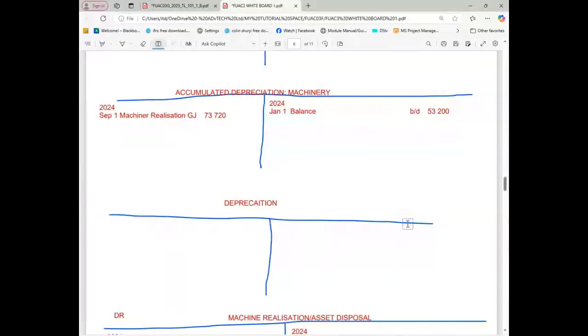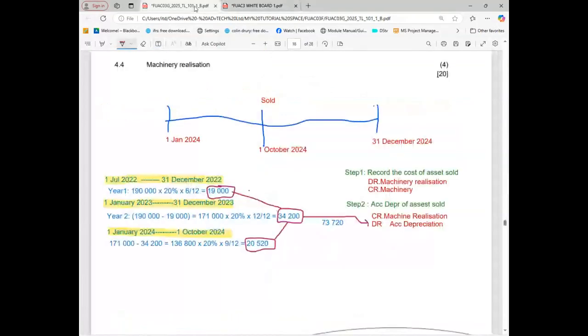It does make sense, sir. Because it was the 2024 opening balance, so it would be 2022 plus 2023, not only 2023. So only 2022 and 2023. This will be the opening balance that we started with.